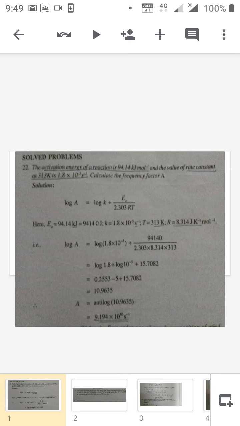So from the question it is clear that the activation energy EA is given as 94.14. Please listen to the unit of the activation energy. It is given in kilojoule, so we have to convert it into joule. Multiply by 1000, so we will get the activation energy in joules. If you are doing any problem, you should convert the units to the SI unit.